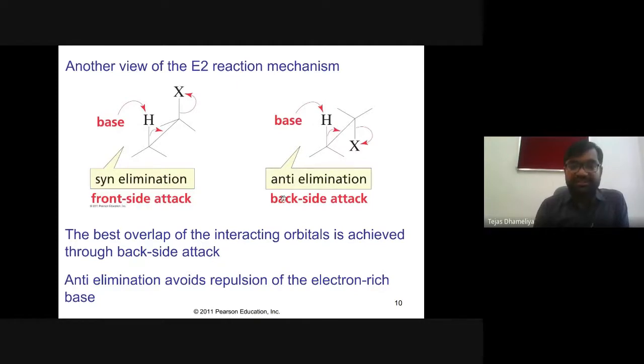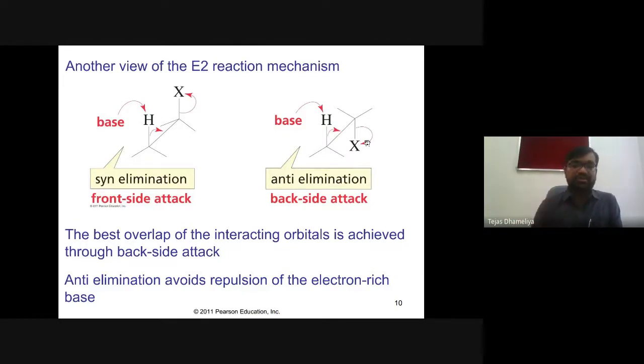But look at this one, the backside approach. This was the front side approach called syn elimination. Here it is called anti-elimination. Do not pronounce it as anti-elimination with a wrong stress; it is anti-elimination. So here, this base will attack. Hydrogen is at the bottom side. Both are opposite to each other, right? The base will abstract the proton from the top side. Hydrogen will leave, will make a carbon-carbon double bond, and the halogen will leave.